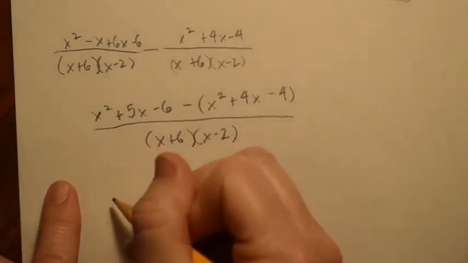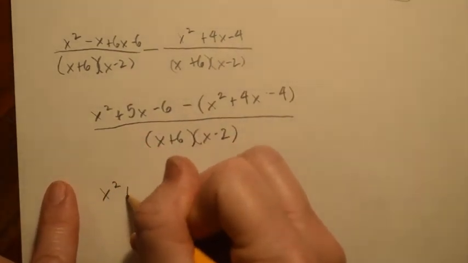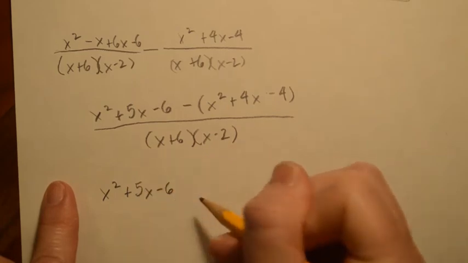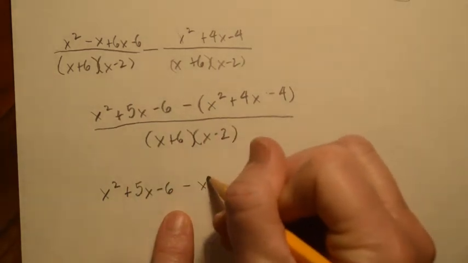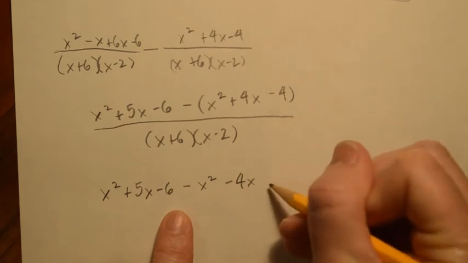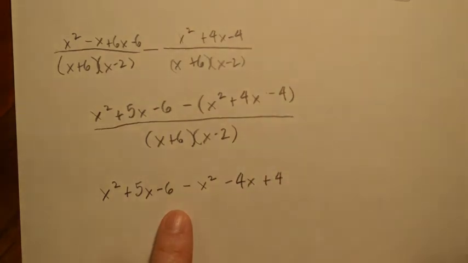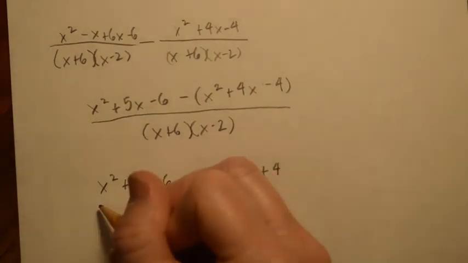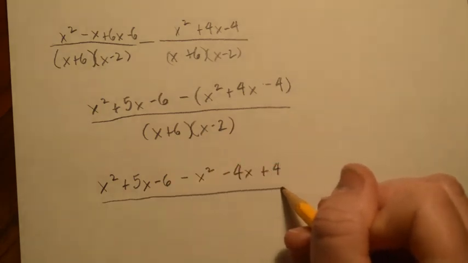So I'm going to distribute that negative 1 through x squared plus 5x minus 6. Now we're going to get minus x squared minus 4x plus 4. And that's all over the common denominator.